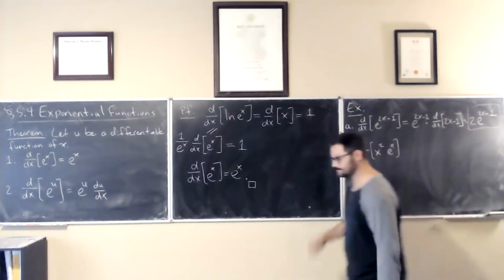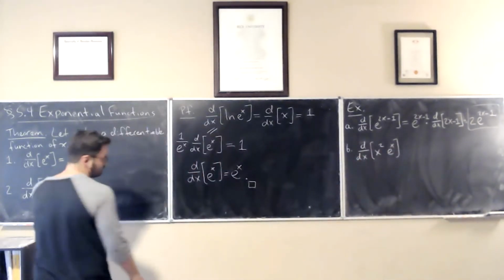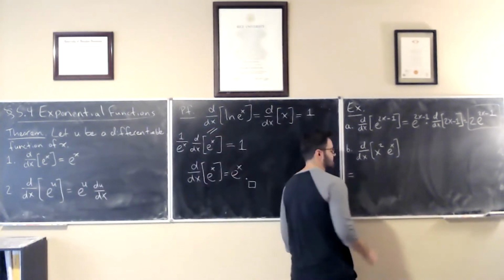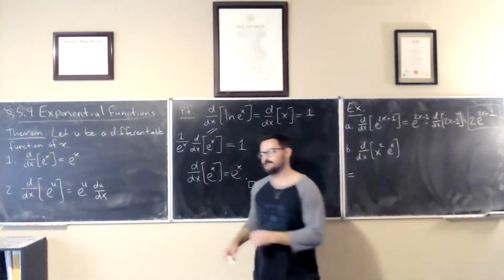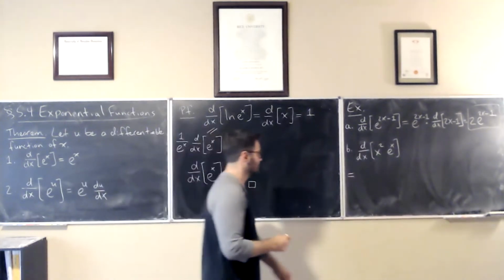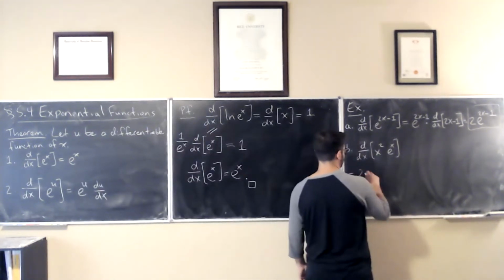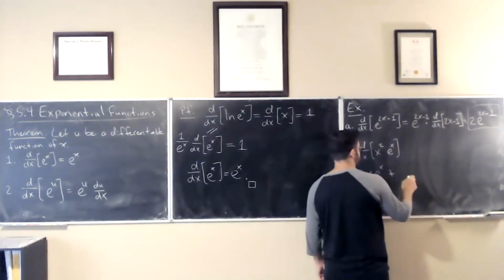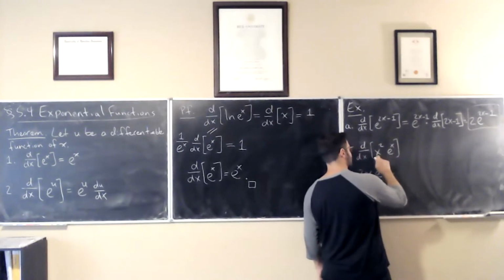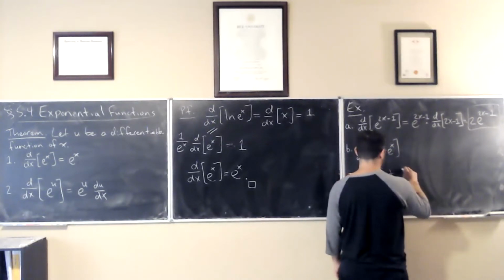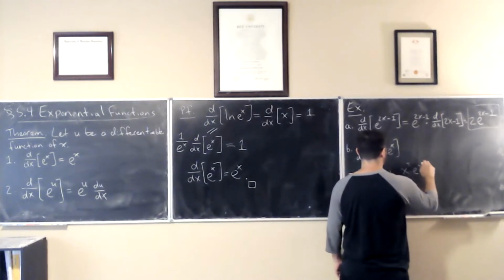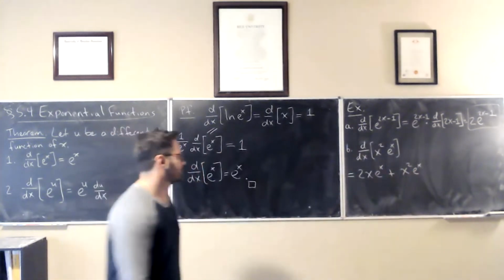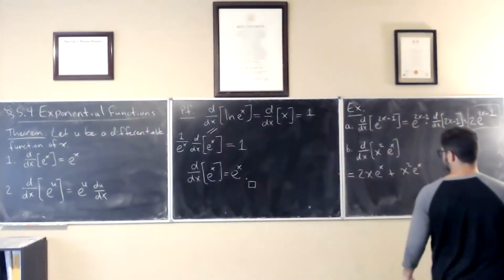Okay, here, this is more or less just the product rule for derivatives. So it's the derivative of the first times the second plus the derivative of the second times the first. So this would be 2x times e to the power x plus e to the power x times x squared. The derivative of e to the power x is just e to the power x. And that's it.